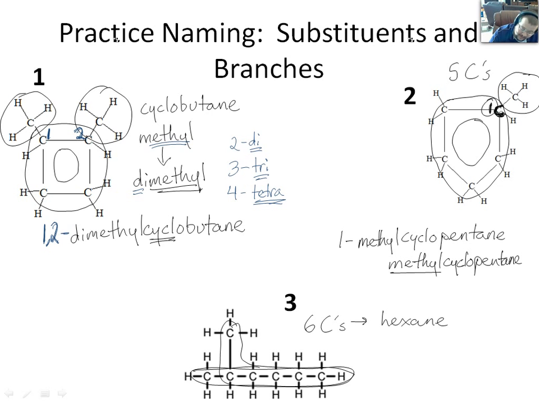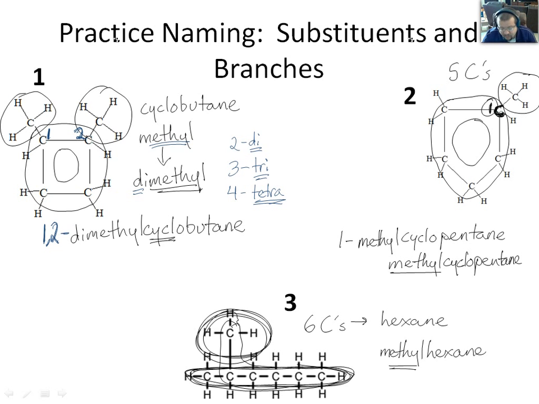And let's see what's hanging off of it. I'm going to take my parent chain to be on the bottom here. So what's hanging off of it is this group up top. It's a 1 carbon group that we can call a methyl group. So we've got methyl, or what's hanging off, hexane, which is the parent chain, so we'll call it methyl hexane.